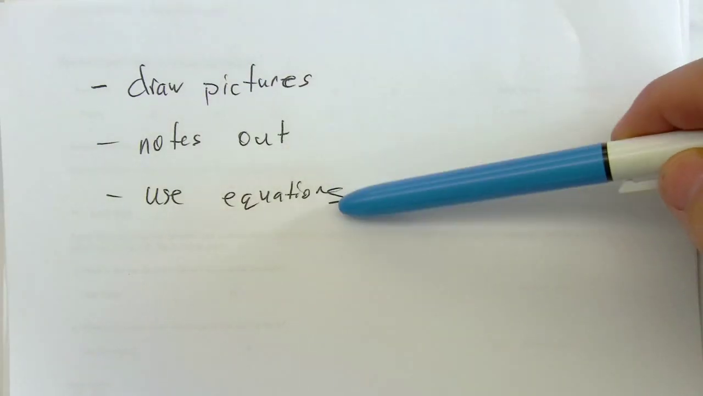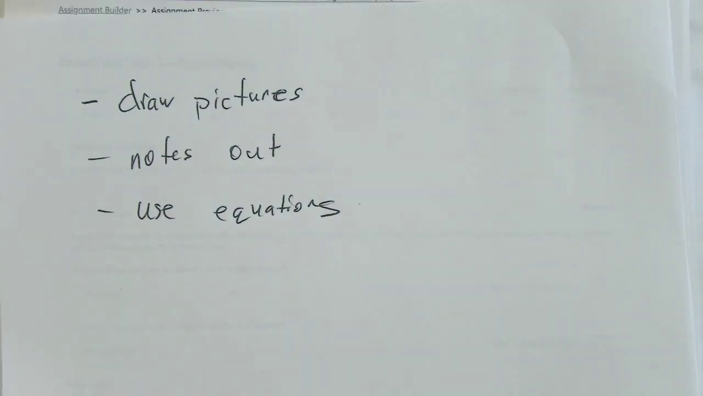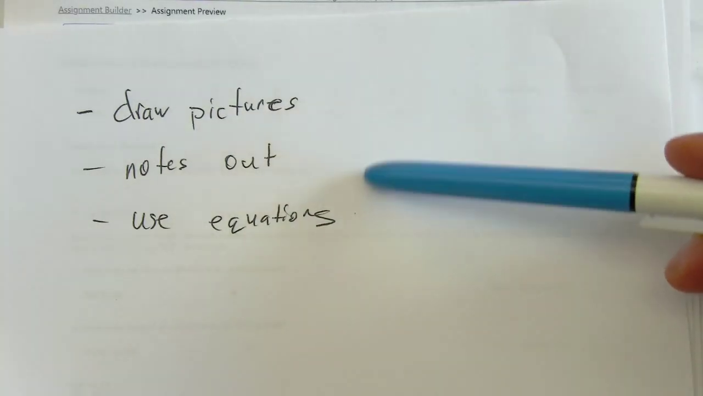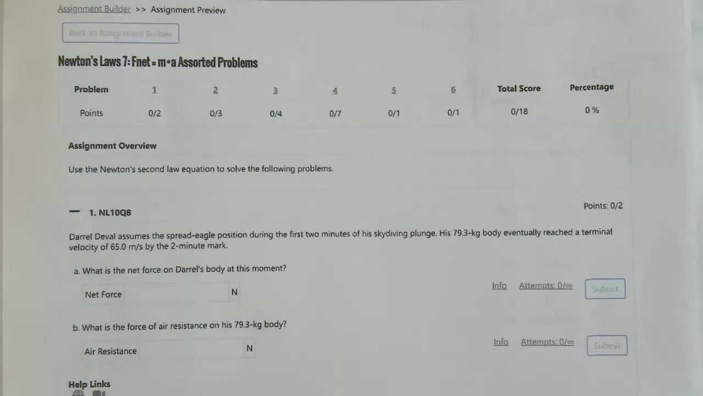Make sure to have your notes out, drawing pictures, and be using equations. This is critical when you're working on these. If you ask me for assistance, I'm likely going to tell you to do this and then wait until you start that before I come back, because it's really important that you're working on that.